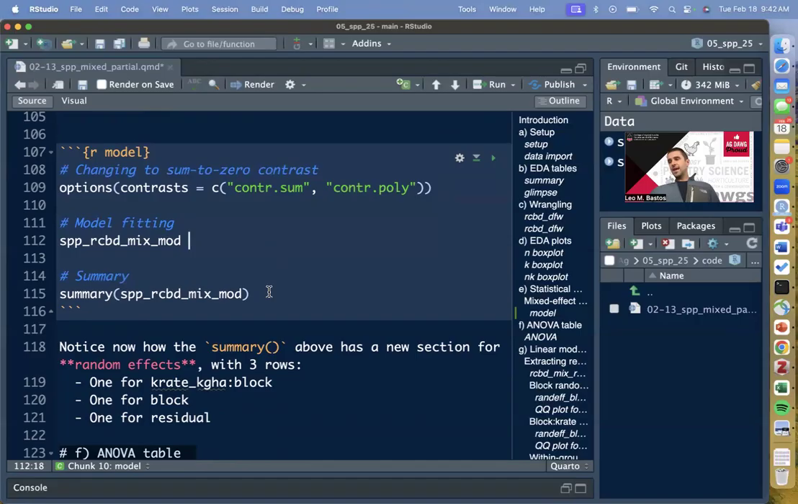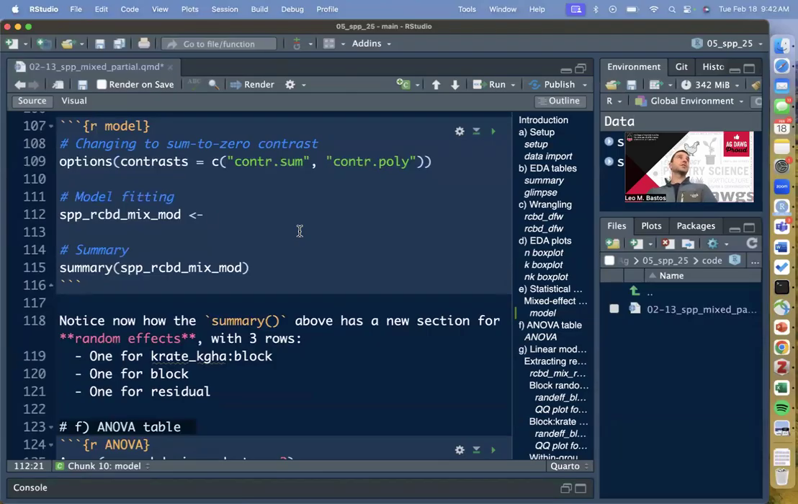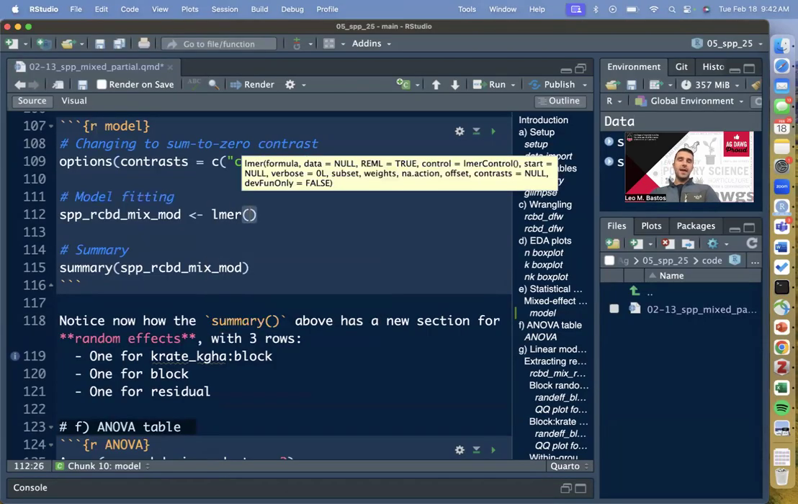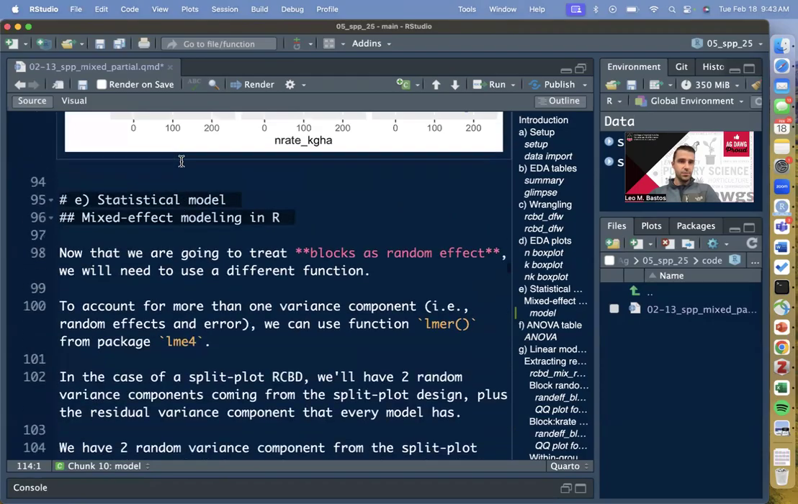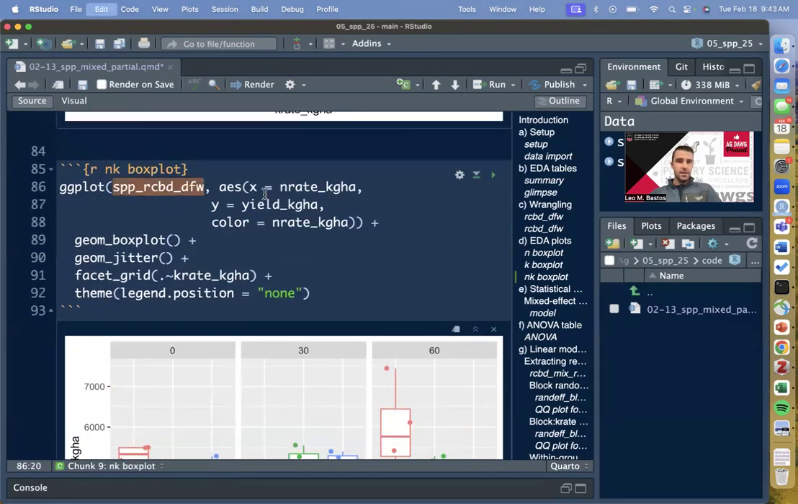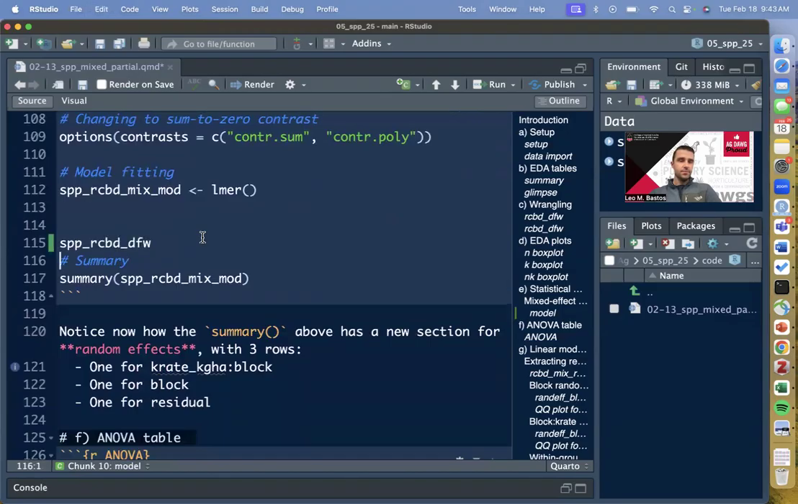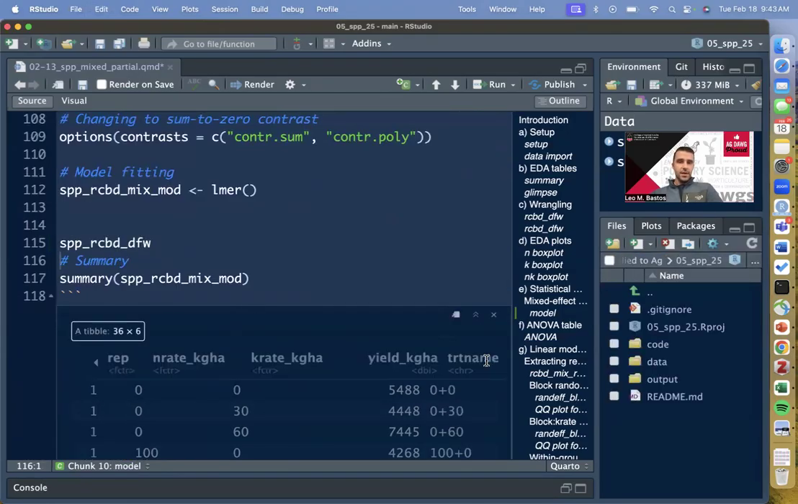All right, so the next step here we're going to code together, because there's going to be one difference here between what we've been doing up until now, and how this is going to change for this split plot case. So let's give it the assignment symbol. Again, we're going to use function lmer because we have in this case a mixed effect model. I'm just going to print our data. So our data was, let me just pull the name of the data frame here, SPP RCBD DFW, just so we get the variable names more easily.